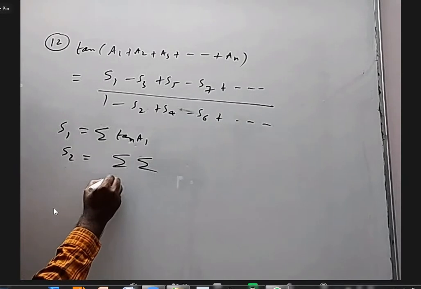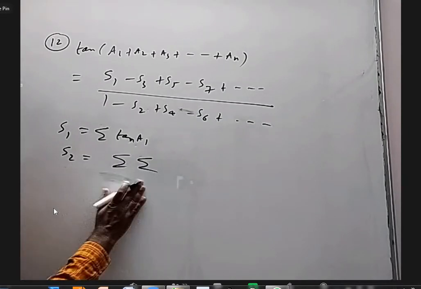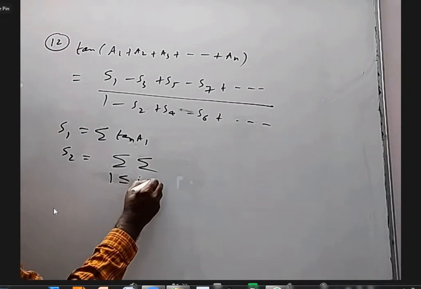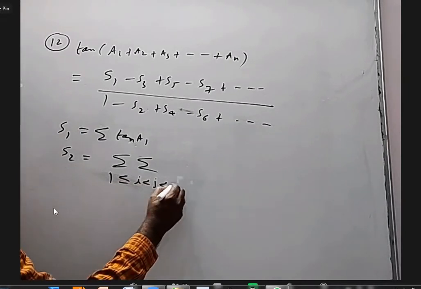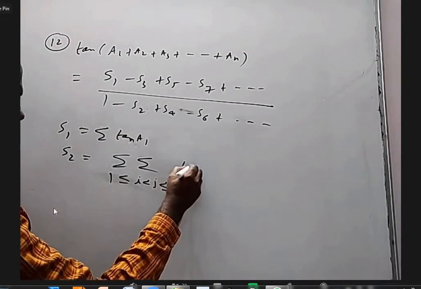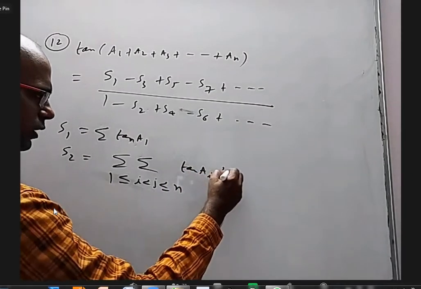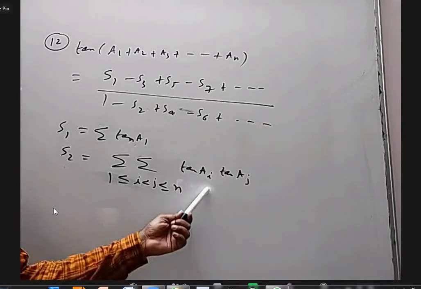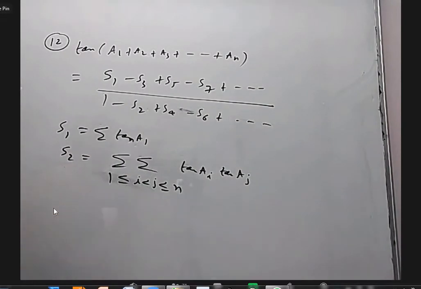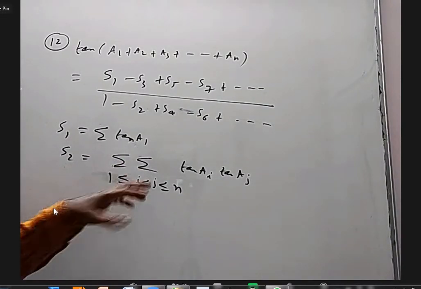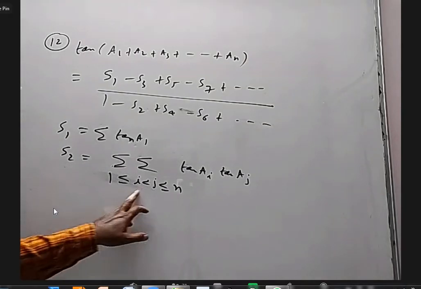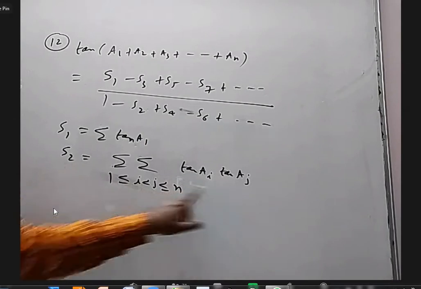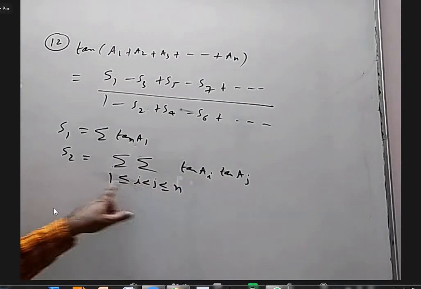Double sigma, I less than or equal to 1, I less than j less than or equal to n, tan Ai into tan Aj. You know what it means? Because two variables are there, I and j, that's why 2 sigmas. You can even write 1 sigma, it doesn't matter, the meaning is the same. Two variables, what should they be? I should be less than j. I can be anything between 1 to n, j can be anything between 1 to n.